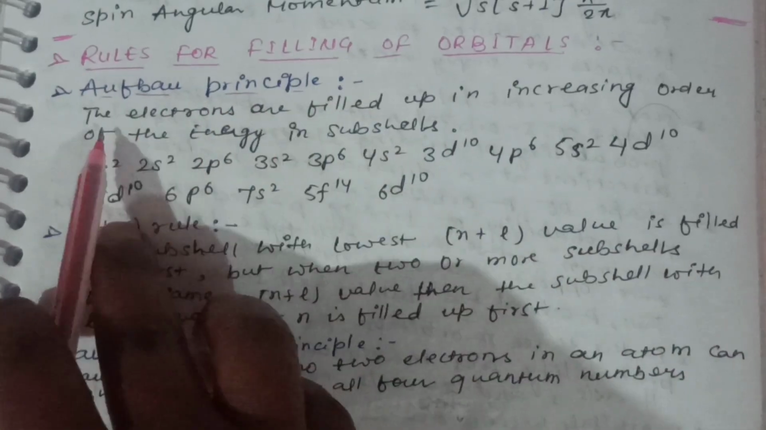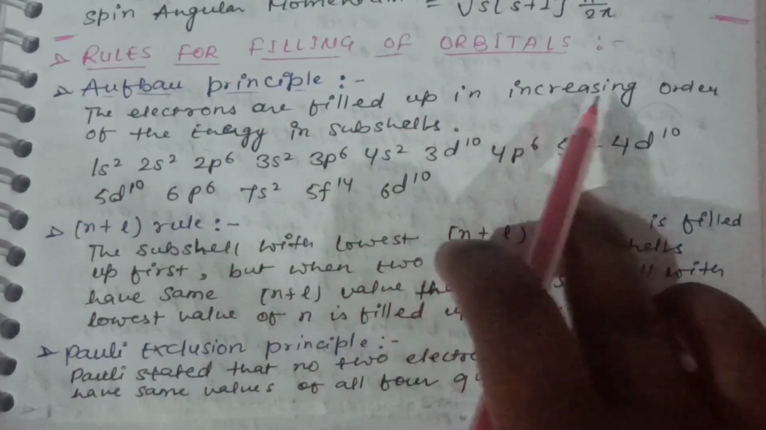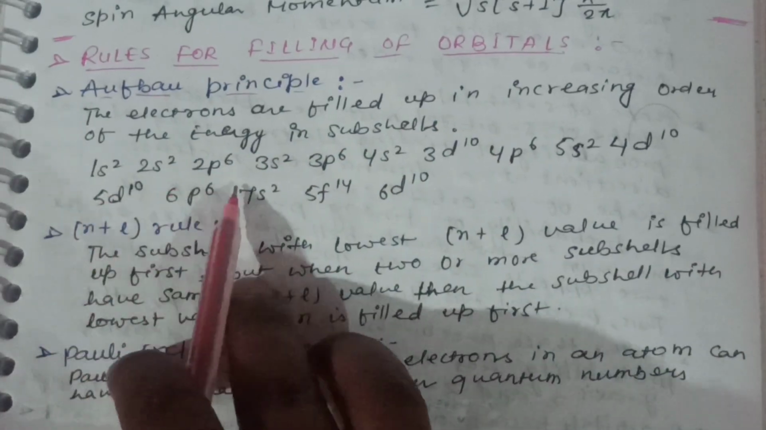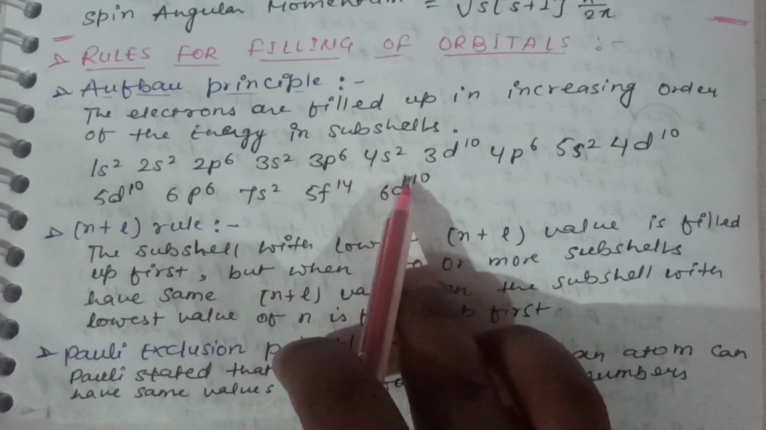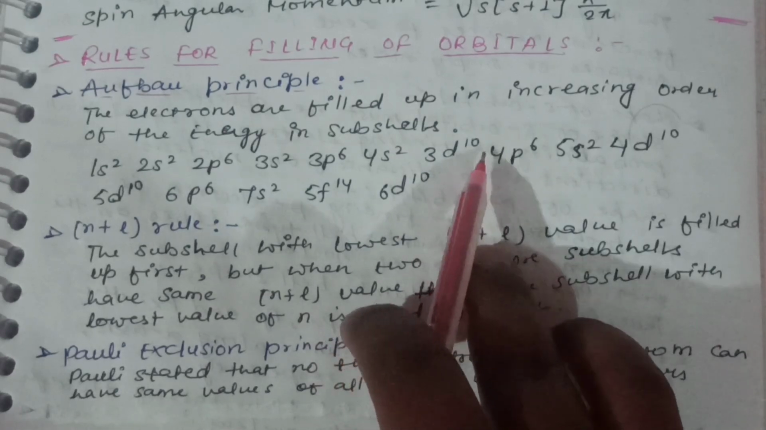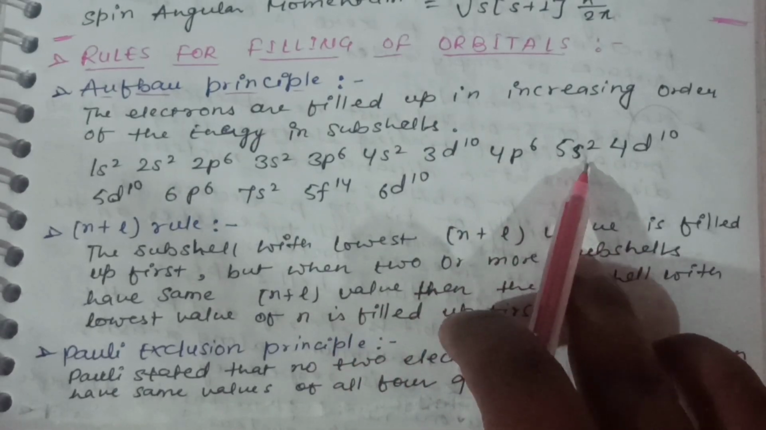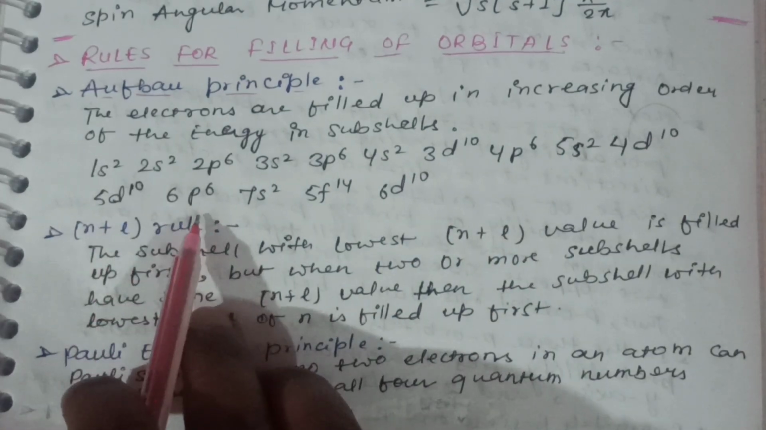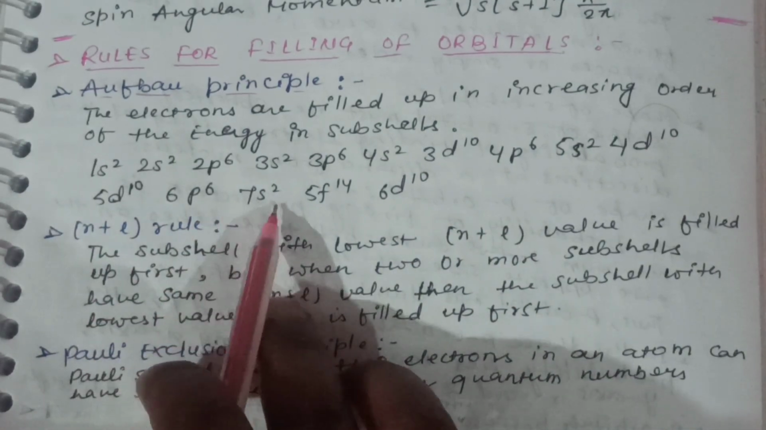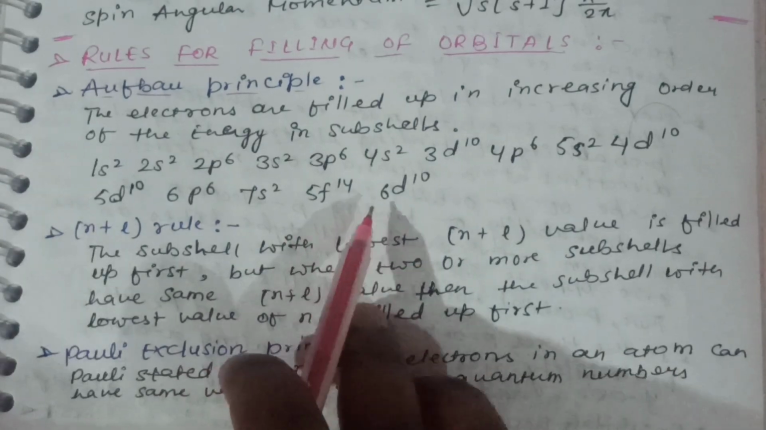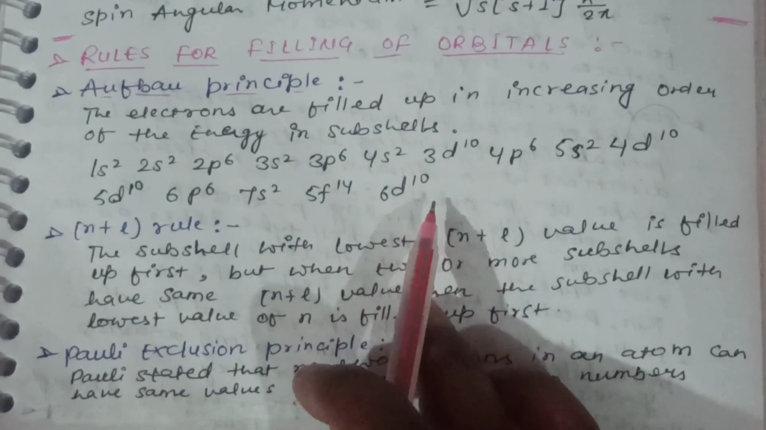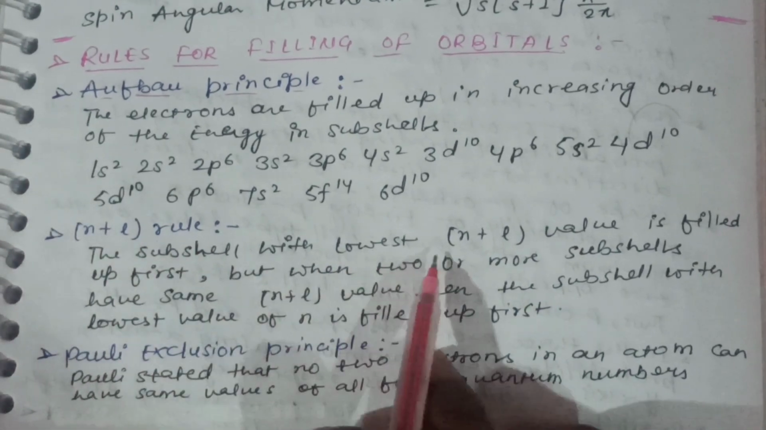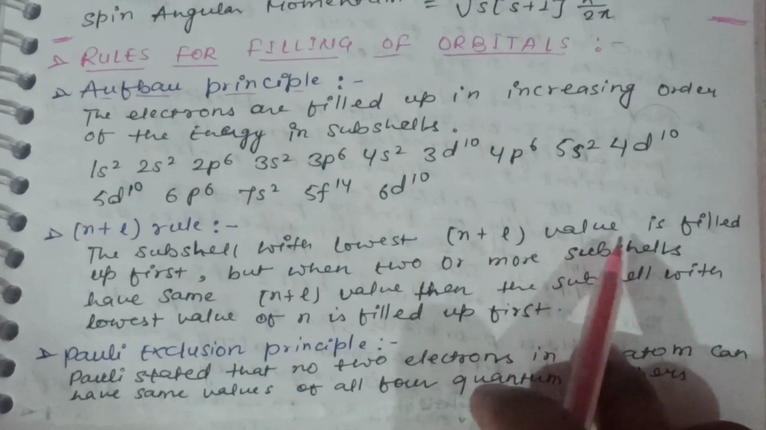Aufbau principle. The electrons are filled up in the increasing order of the energy in subshells: 1s2, 2s2, 2p6, 3s2, 3p6, 4s2, 3d10, 4p6, 5s2, 4d10, 5d10, 6p6, 7s2, 5f14, 6d10.